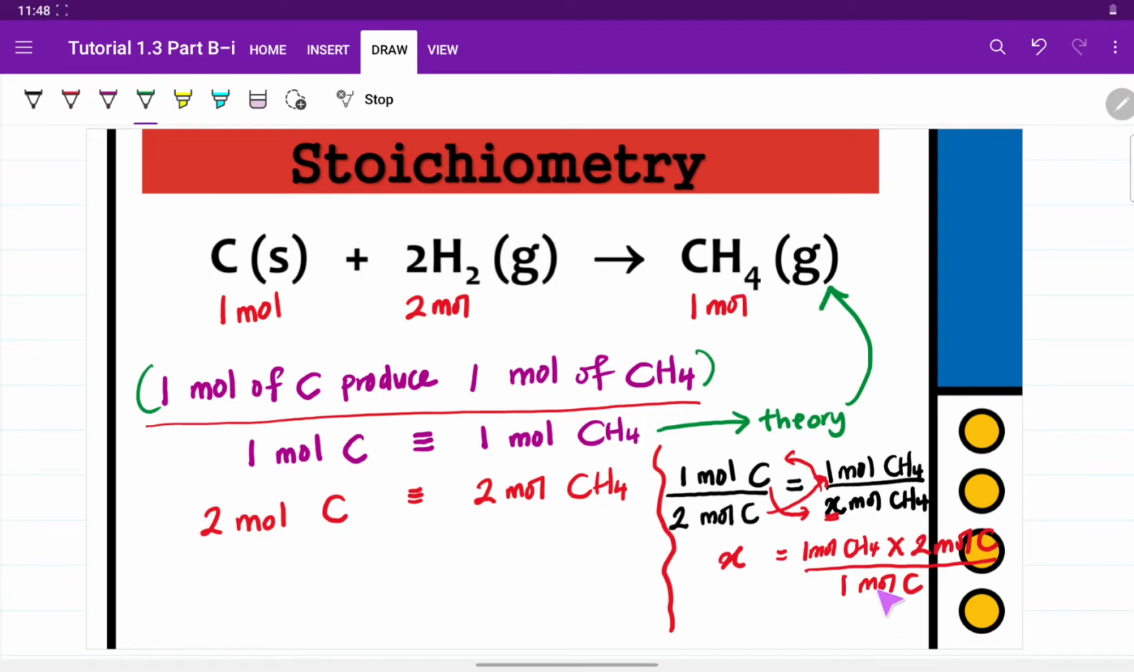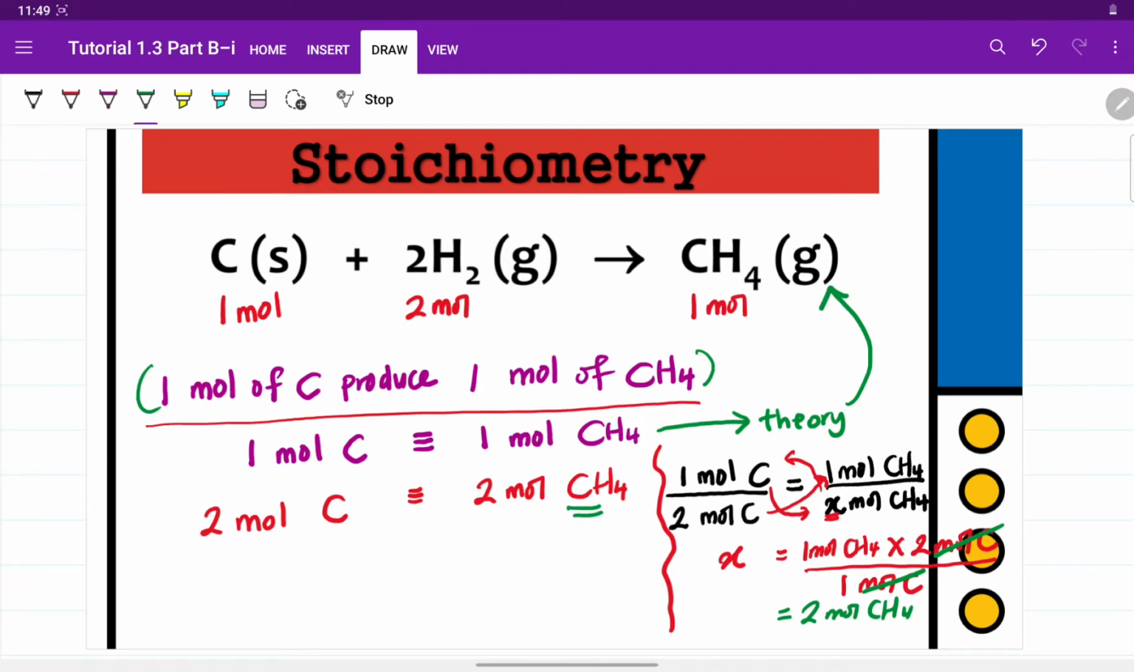As you can see over here, apa yang berlaku sebenarnya adalah, mole carbon over here akan potong. Jadi yang tinggal 1 mole CH4 bahagi dengan 1. So that's why you get 1 mole CH4 darab 2 bahagi 1. So that's why you get 2 moles of CH4. Itu yang awak dapat dekat sini.